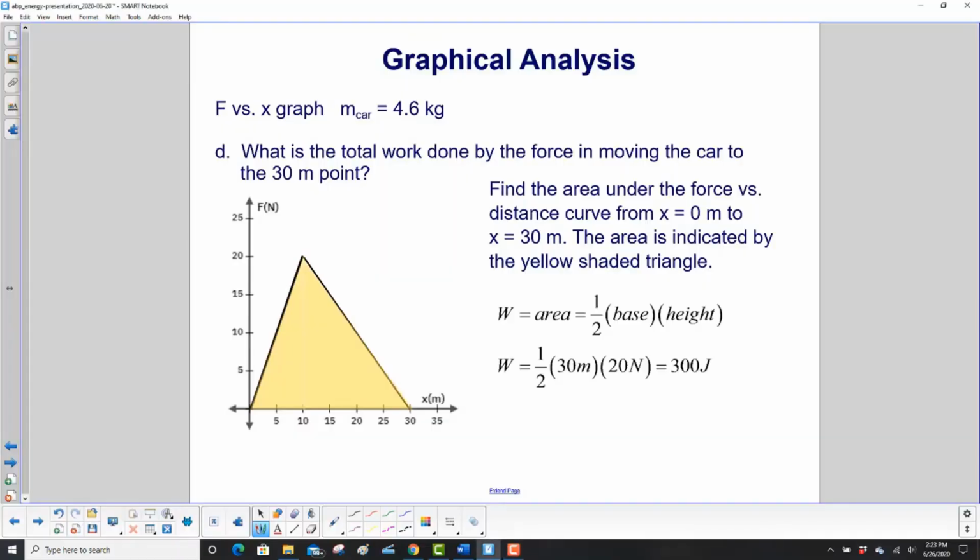What's the total work done by the force in moving the car to the 30-meter point? So that establishes our base, and we need the area under the curve. So the curve, even though it's a straight line, goes up and comes down. So what do we have? We have another triangle. So the work will be the area of that triangle, which is 1/2 times the base. The base is 30 meters. The height, once again, is 20 newtons, and we get 300 joules.